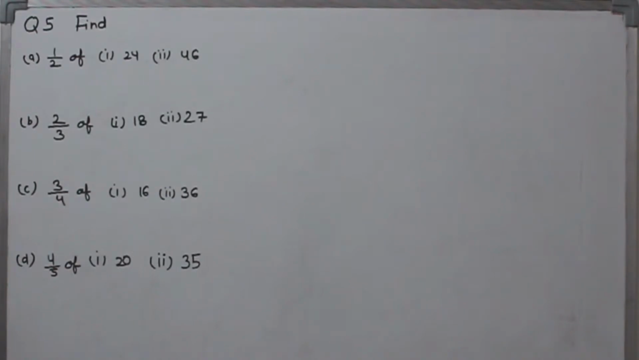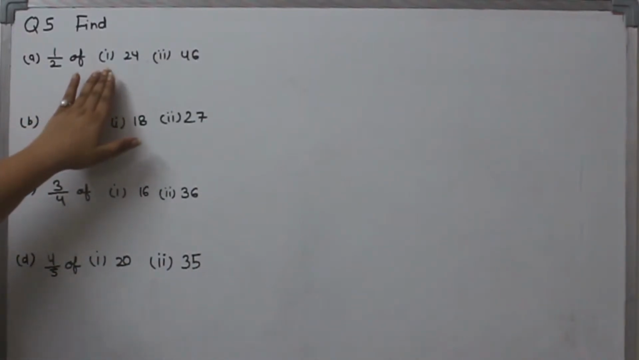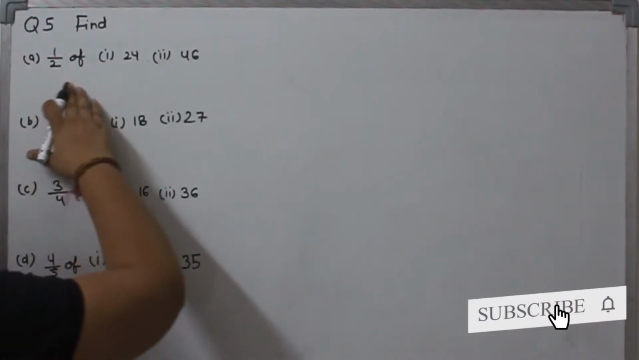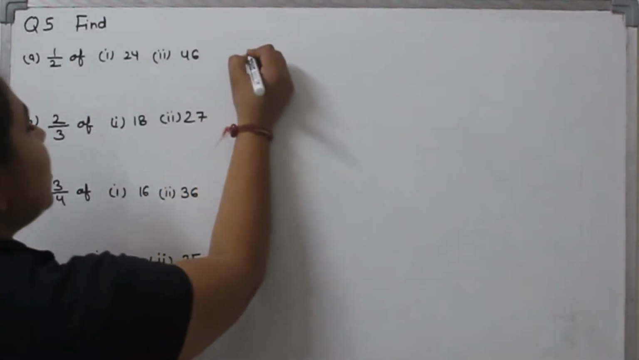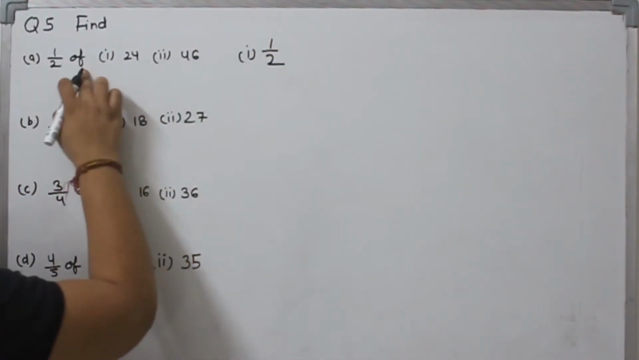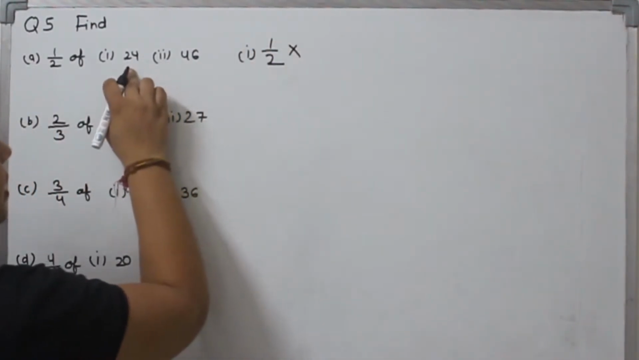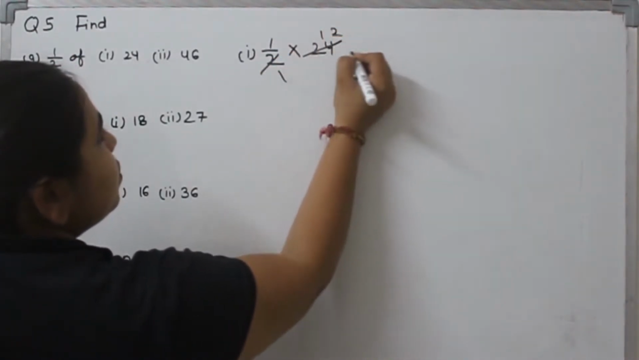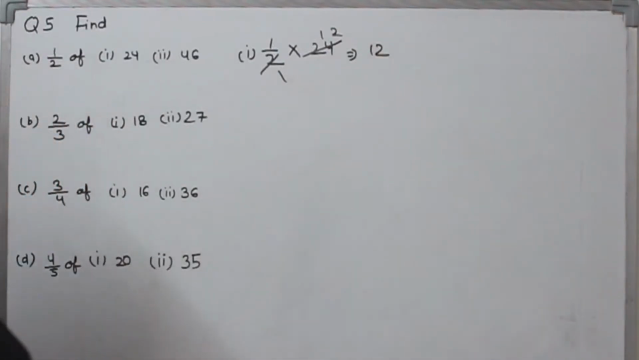On to question number 5. Find part A: 1 by 2 of part 1, 24, and part 2, 46. Now we are going to find the values. For the first part, 1 by 2 of means multiply, and part 1 is 24. 2 ones are 2, 2 twos are 4. So the answer is 12.